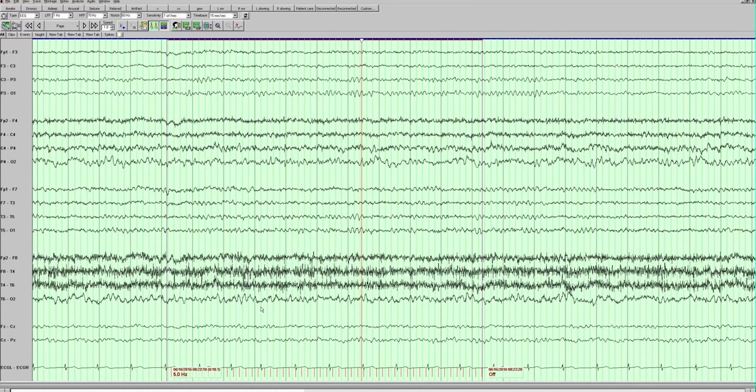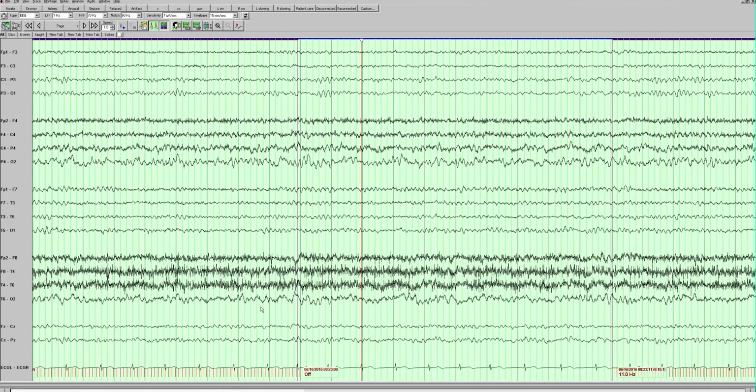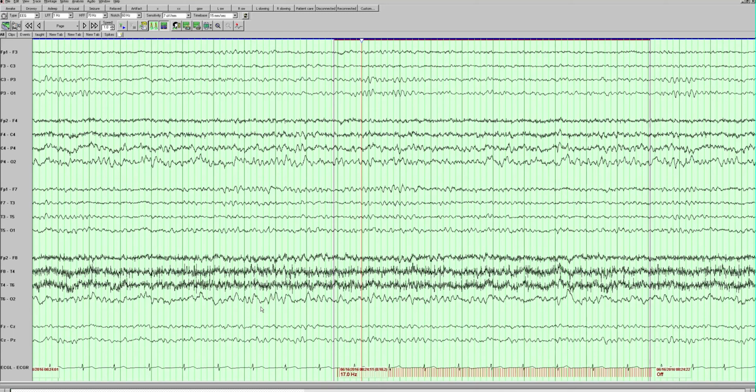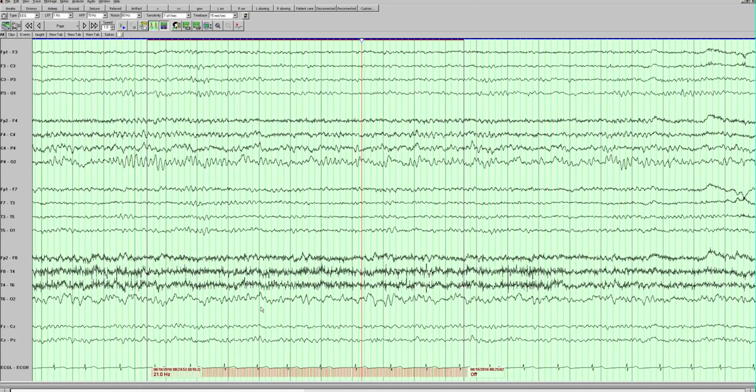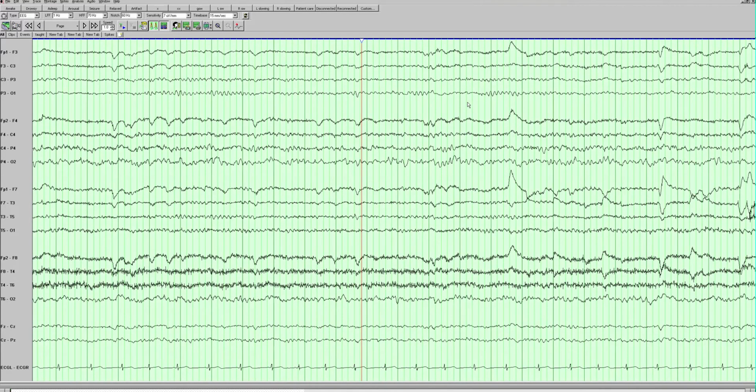So here's the photic stimulation, and we see the flash here, 5 hertz, and there's no driving response. That's not abnormal. Some people just don't have driving. So we don't see any abnormal responses to the flash, like a photoparoxysmal response. And there the patient's eyes opened and closed, and we can see that reactivity. The background attenuates here, and then we see the background coming back out, more blinks.